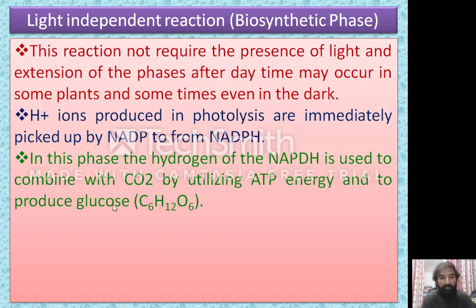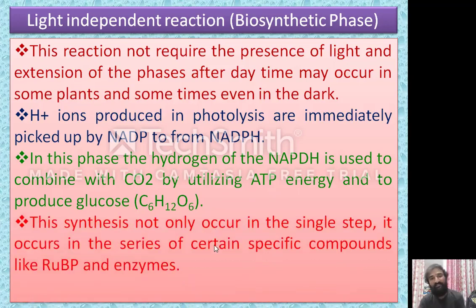Finally it produces CH2O or C6H12O6, nothing but glucose. Listen to it carefully. The NADPH, which is produced in the light reaction, is combined with the CO2. This NADPH plus contains hydrogen ions, and these hydrogen ions are removed from the NADPH plus and combined with the CO2 to form CH2O by using ATP energy.